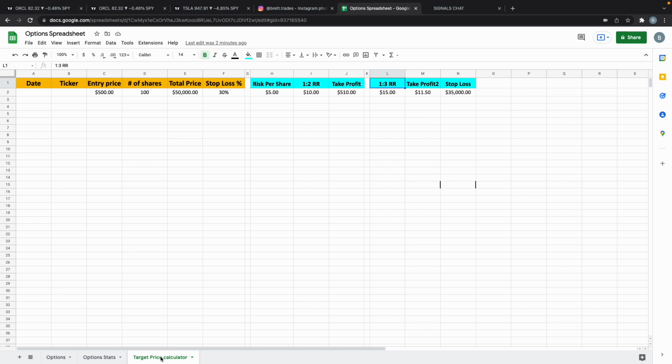The last tab you'll have over here is going to be your target price calculator. So all you're going to do is put the date, the ticker, the entry price, number of shares, number of contracts, your stop loss, your risk per share, and once you put this input in, it's going to automatically calculate these numbers for you depending on your risk reward. So if you want to target a 1 to 2 risk reward, which is what I recommend, it's going to do that for you.